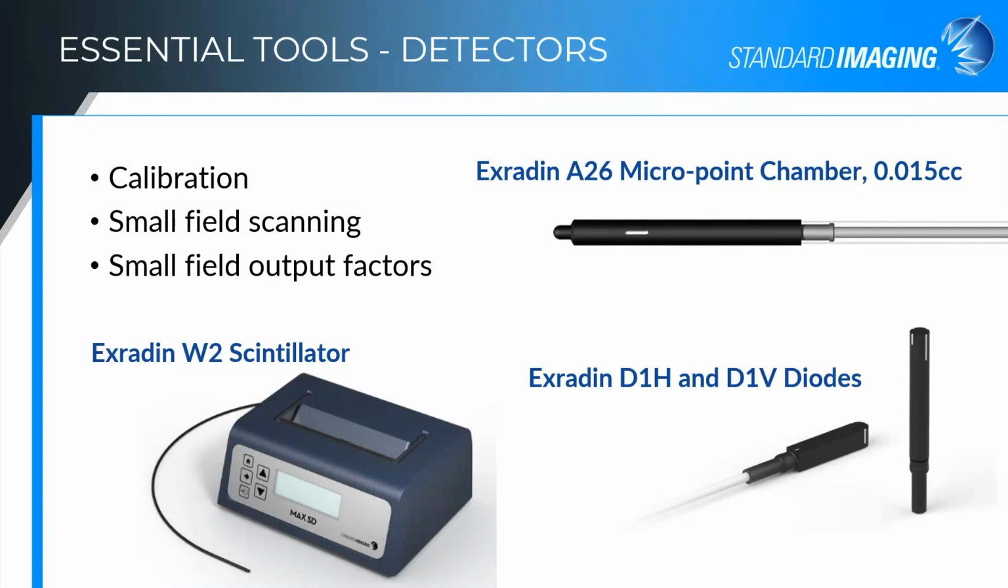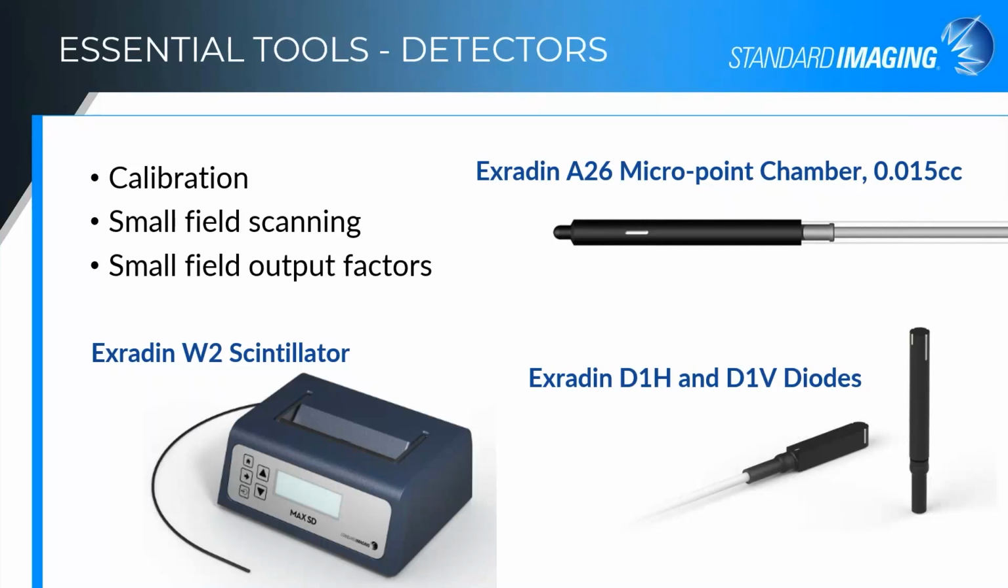You can use it for small field scanning, but we also have tools like our diodes, the D1H and the D1V. They're identical diodes. It's a different housing in terms of the orientation that you see there. It's a 1 millimeter diameter spot size, the region that's actually the active integrated region for those diodes. They're unshielded, so they work for both photons and electrons quite well. I should have mentioned the A26 has about a 4.3 millimeter spot size, so it is very small as far as ionization chambers go.